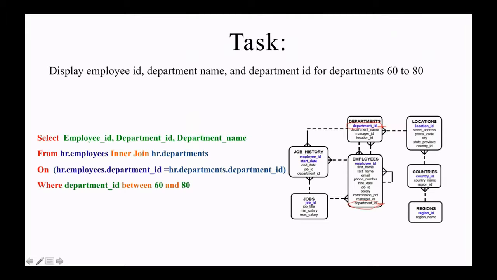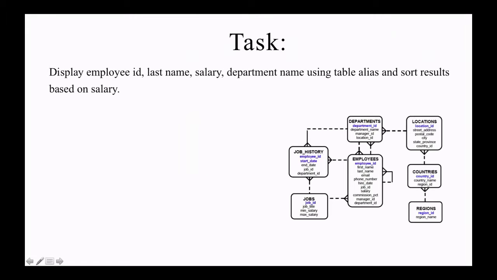Okay, let's do the next one. Display employee ID, last name, salary, department name, and you can also give an alias name as well, and sort based on salary. So don't worry about the alias name, just display employee ID, last name, salary, and department name, and sort the result based on salary.